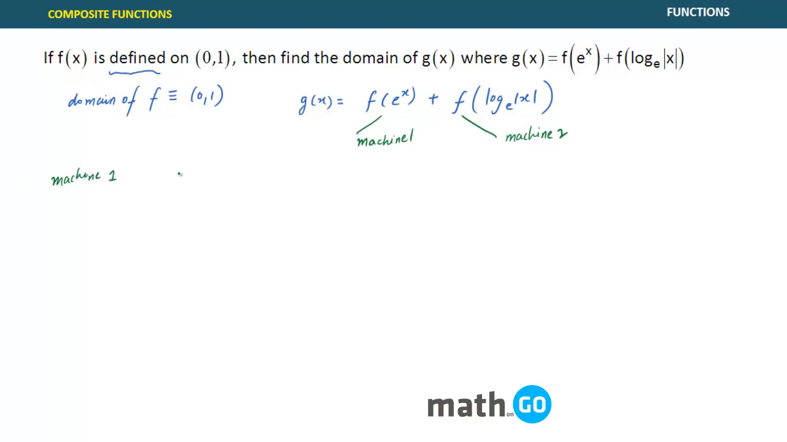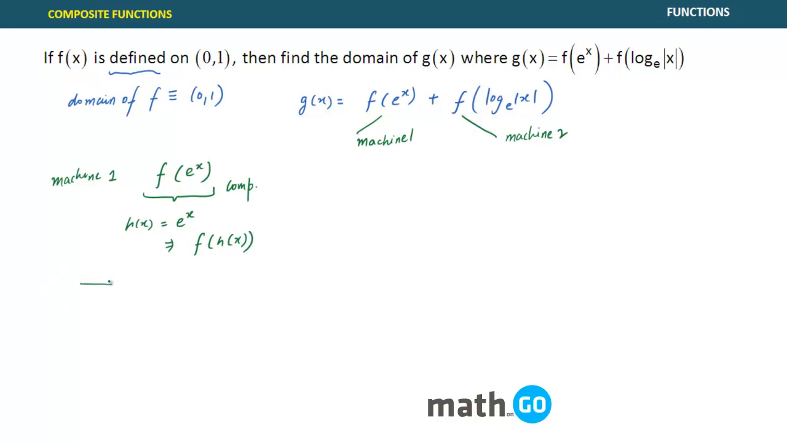Let us see machine one first. What is machine one saying? Machine one is f of e raised to power x. I would say this is a composite machine. Why composite? Can you tell me? We know how f(x) works. If I have said h(x) is equal to e raised to power x, then the same machine would be f of h of x. Now you are getting hold of it.